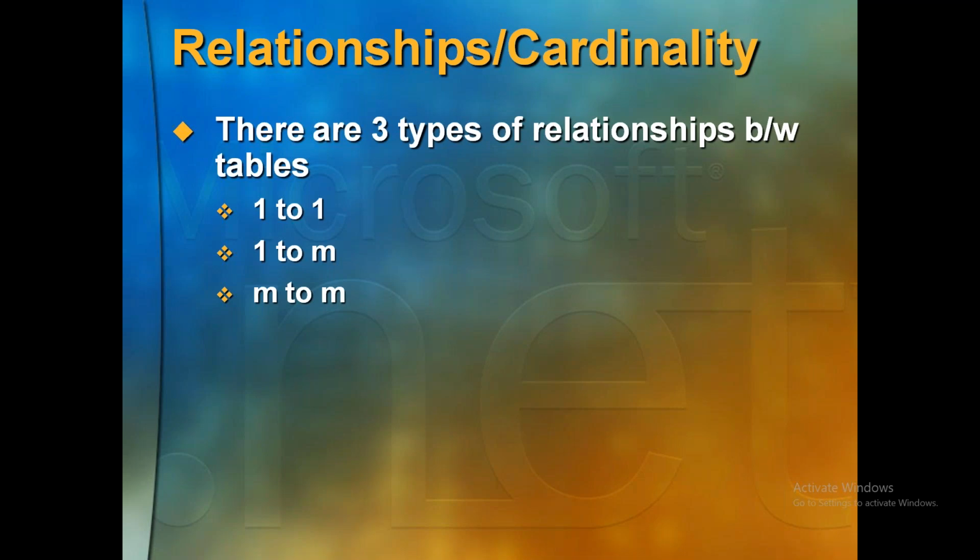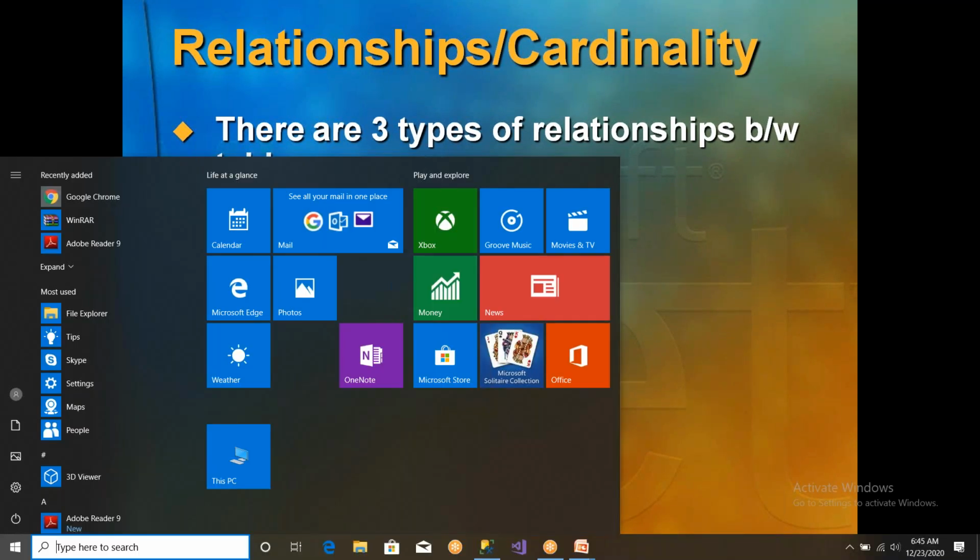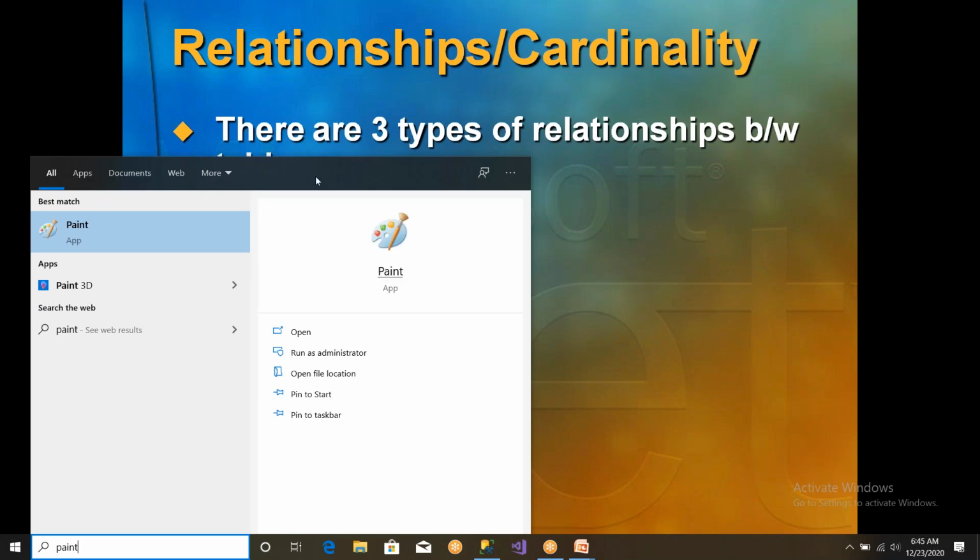One is called a one-to-one relationship. The second one is called a one-to-many relationship. The third one is called a many-to-many relationship. So let me take Paint and explain.